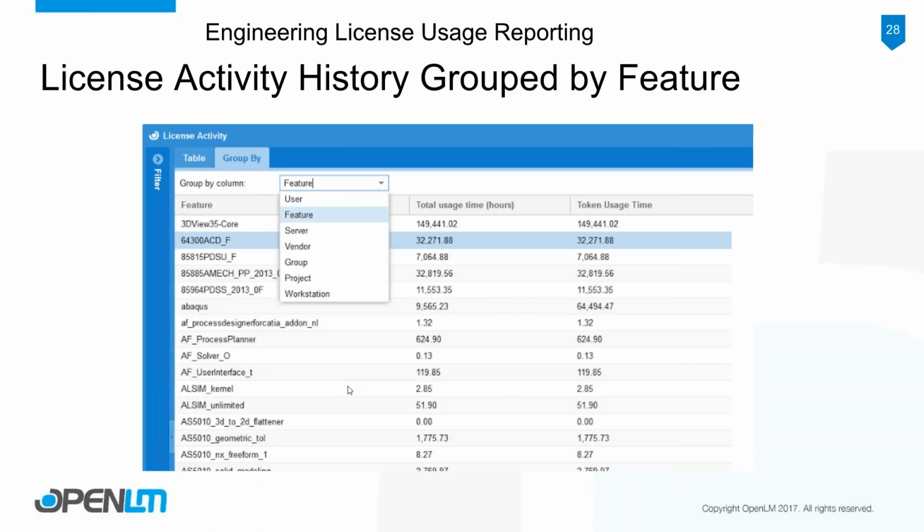Let's talk about usage reports, this time from a different point of view. So earlier we looked at the operational reports on a granular level. Now we'll take a look at consolidated usage statistics and trends. So this is the license activity report, what you're seeing here, and this is grouped by feature. Here you can compare the total usage time and token usage in a set period of time for different features, for different users, vendors, and more.